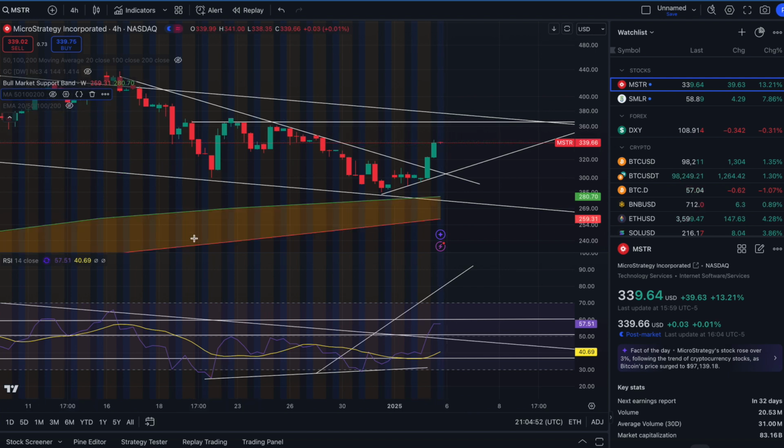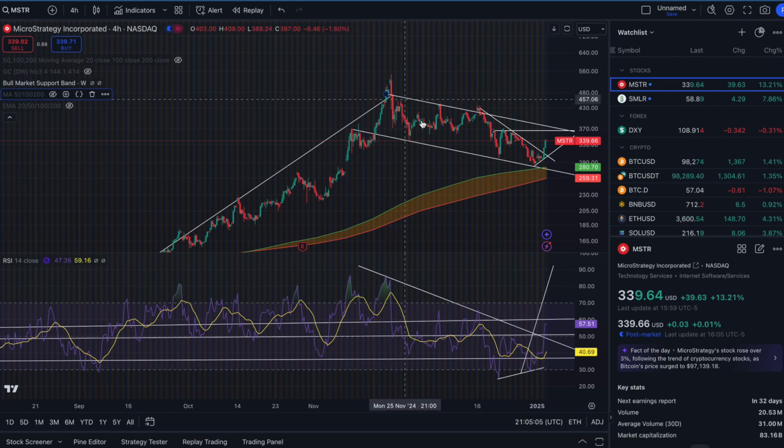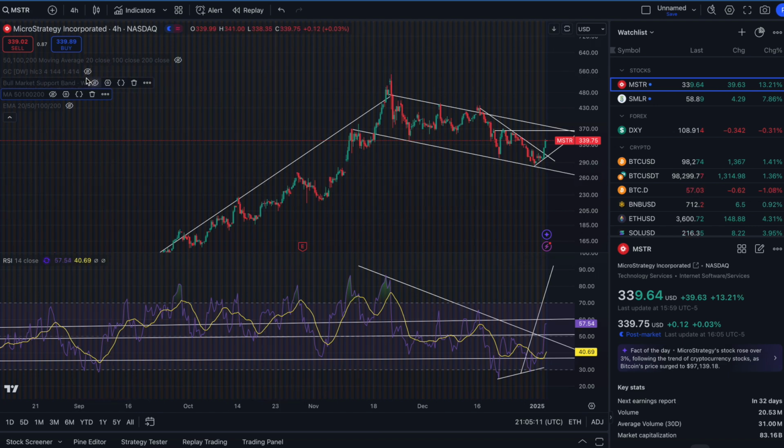Our bull market support band, we are still above. Almost came down and kissed it perfectly with that 280 range. But, when in doubt, zoom out, because we were overextended from the bull market support band, and not so much right now. So we had that chance to reset. That's what the Bitcoin bros see.